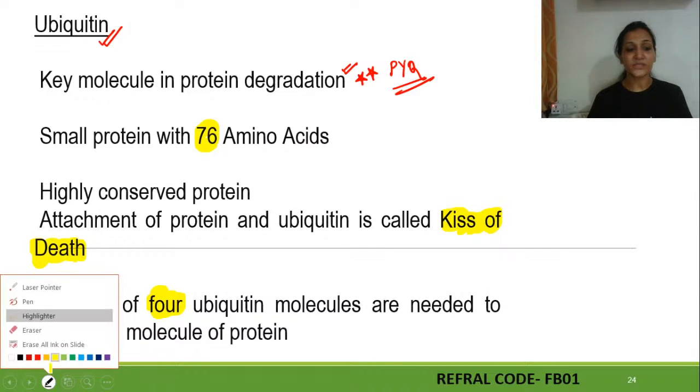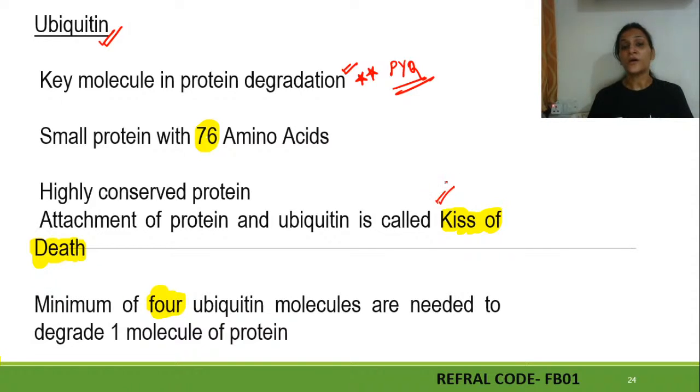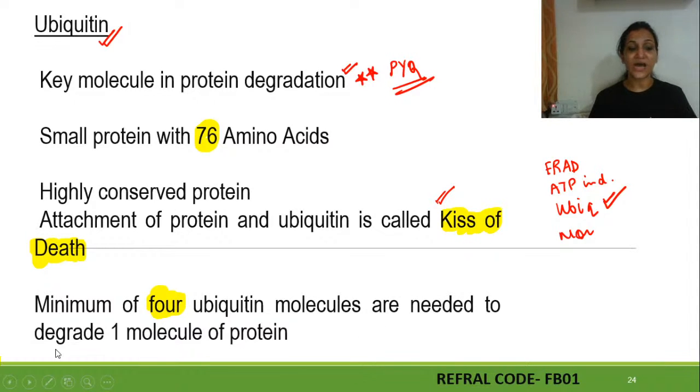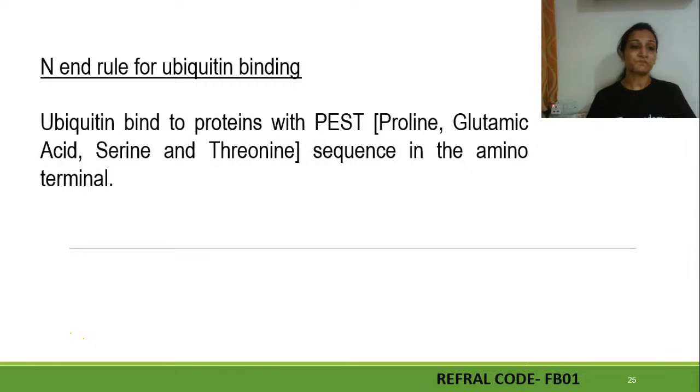And also remember what this kiss of death is, because many a time there will be an MCQ. What is kiss of death? If your protein is into ERAD, or your protein is into ATP independent mechanism degradation, or it is to ubiquitin, or none of the above. So your answer would be that when it joins with ubiquitin, it means now it has kissed death and it is now destined for further degradation. There will be no excuse in its degradation. It will degrade, right?